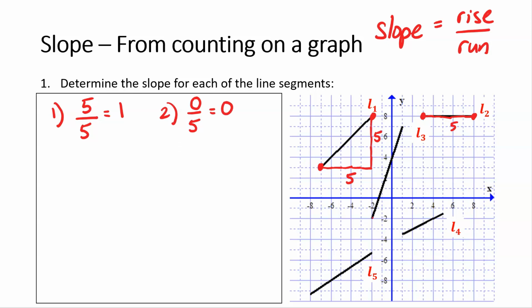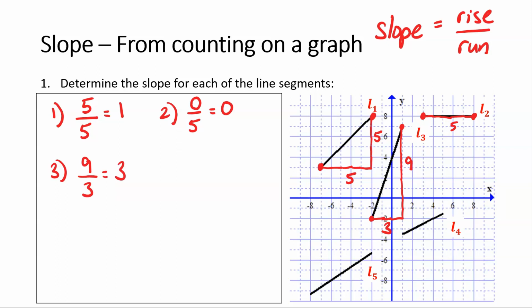For line 3, start from this point on the left, go to this point on the right, and you're going across 1, 2, 3 times, and you're going up 1, 2, 3, 4, 5, 6, 7, 8, 9 times. So for line 3, your rise is 9. We divide that by the run of 3. 9 divided by 3 is 3.